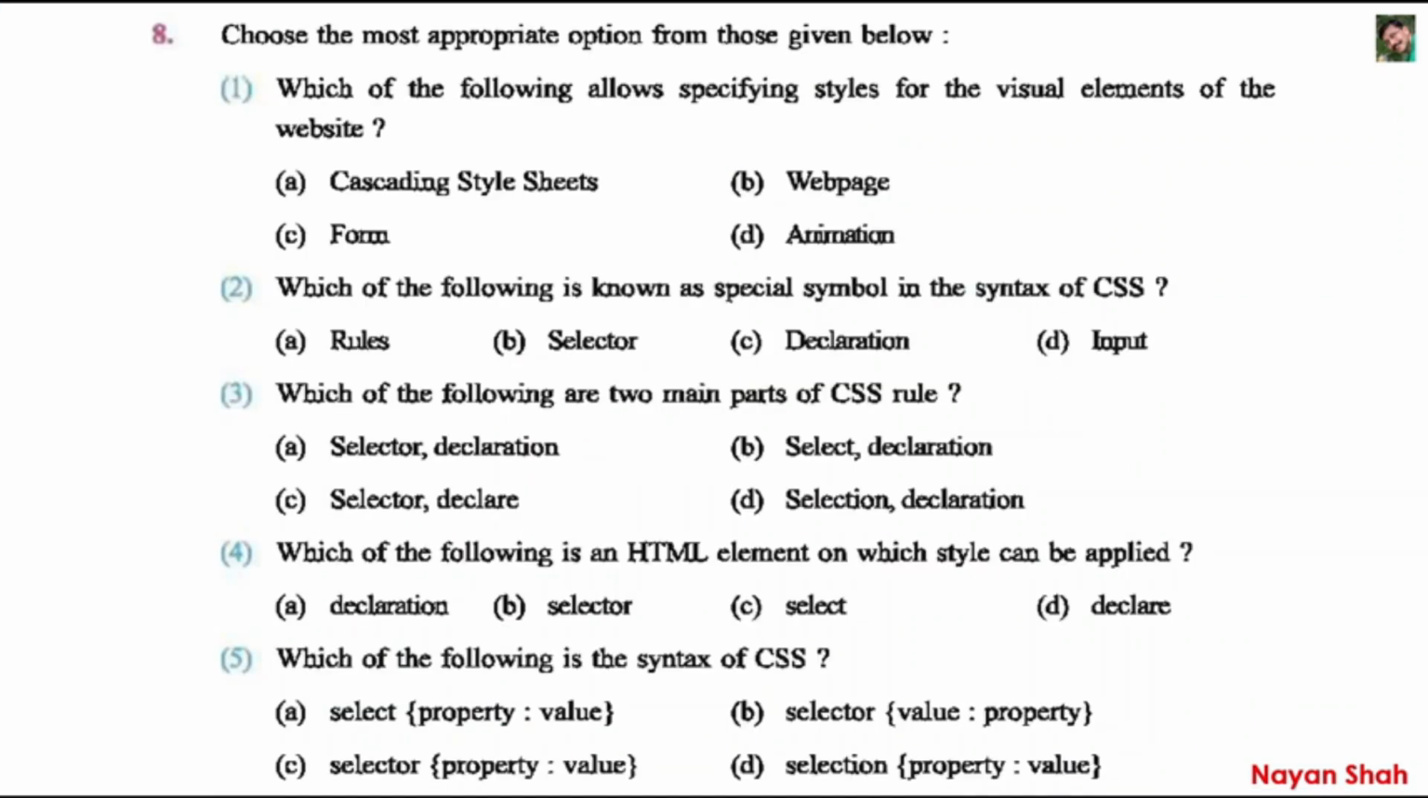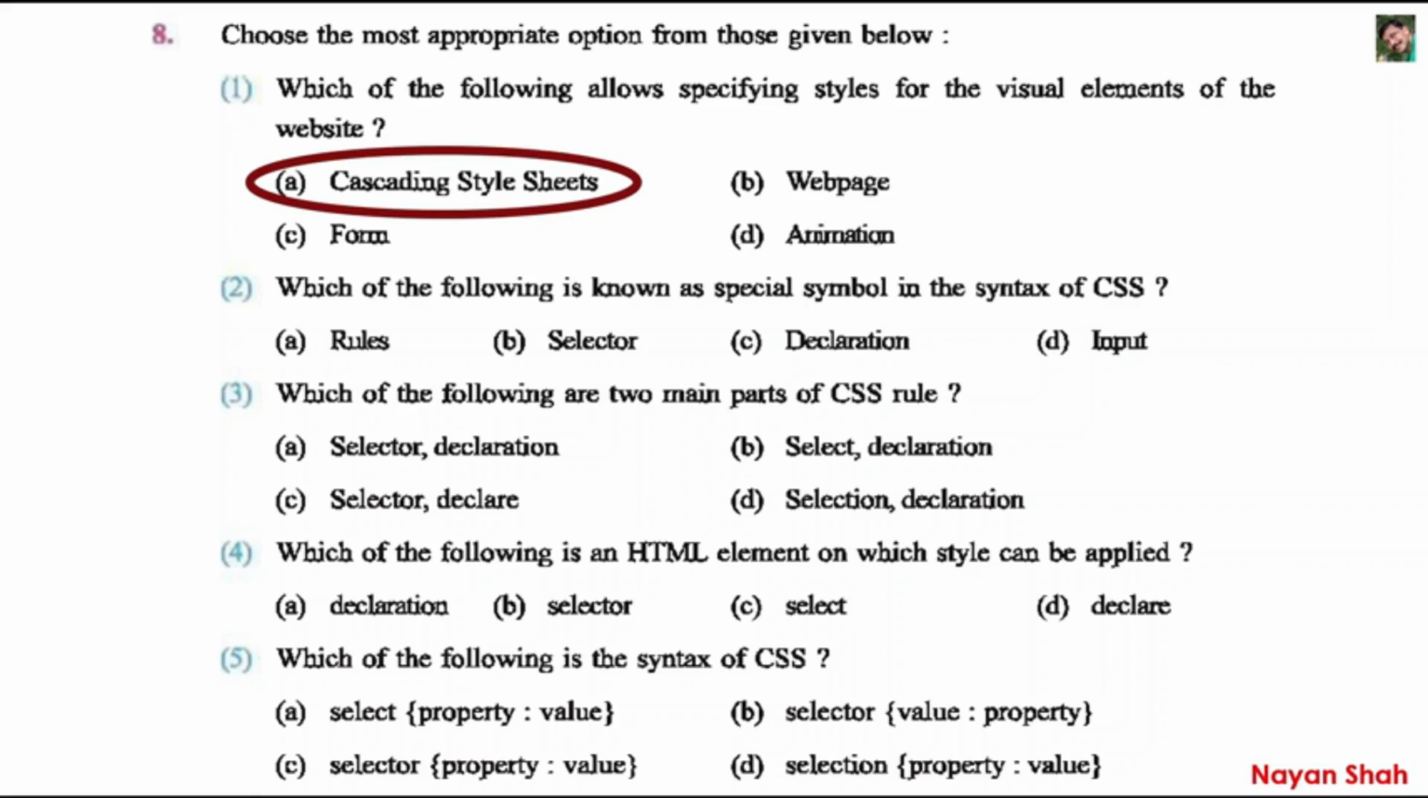Let us move to chapter 2. Chapter 2 is CSS and JavaScript. Question 1. Which of the following allows specifying styles for the visual element of the website? Visual elements means those things which are visible on the web page. And which of the following is used to specify style for that? It is obviously Cascading Style Sheets. Cascading Style Sheets is used to specify the style for the visual element of a website.